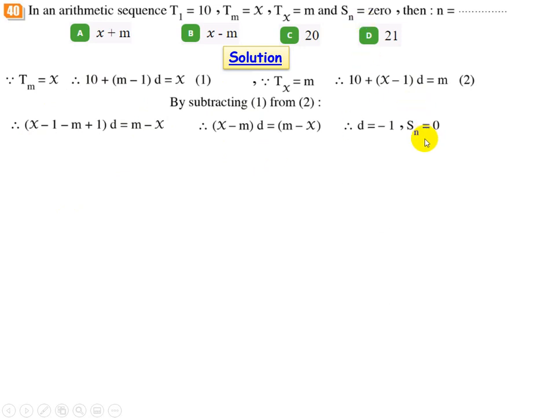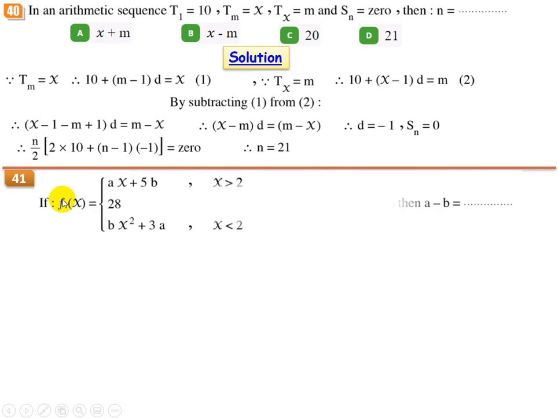And since Sn equals 0, therefore n over 2 times (2 times 10 plus (n minus 1)d) equals 0. So in this case, cancel n over 2. So (n minus 1) times negative 1 equals negative 20, which means that n equals 21.